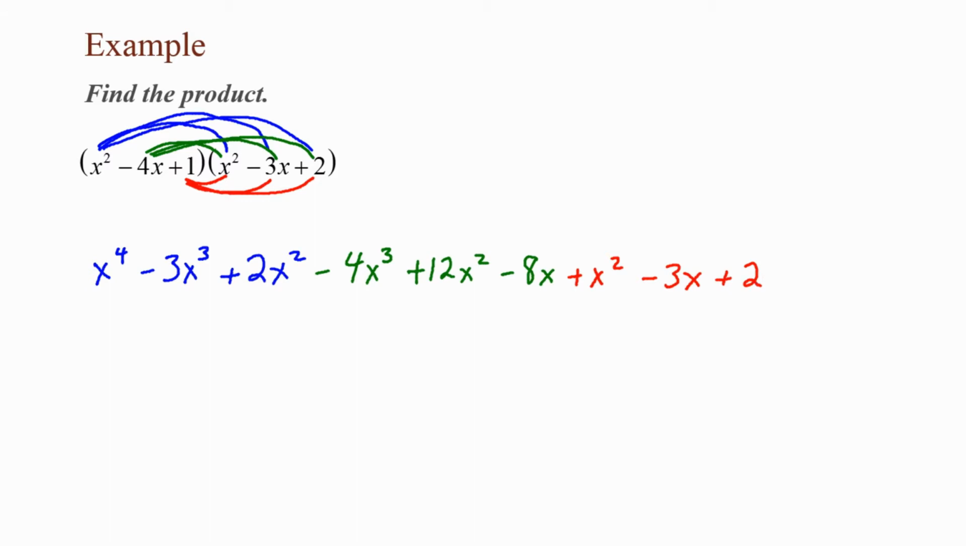Adding my like terms, I bring down my x to the fourth. Negative 3x to the third minus 4x to the third gives us negative 7x to the third. 2x squared plus 12x squared plus x squared is a positive 15x squared. Negative 8x minus 3x is negative 11x, and bring down the plus 2.